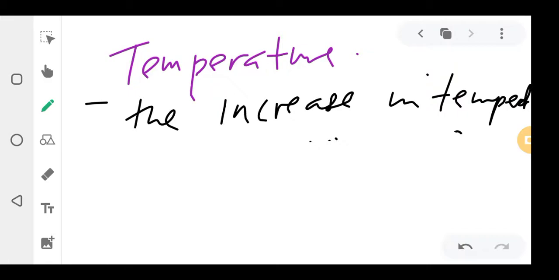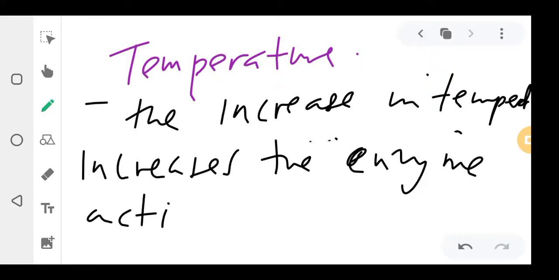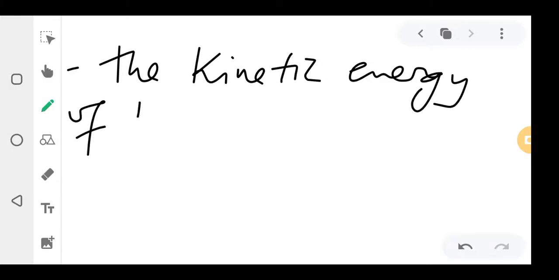So increase in temperature increases enzyme activity in the body. Okay? So when you increase the temperature, the activities of the enzyme in your body will increase. That's the first part that happens. What else happens with the increase in temperature? The kinetic energy of the enzymes. You know, the enzymes, they move. These are living organisms. They catalyze the food in the body.